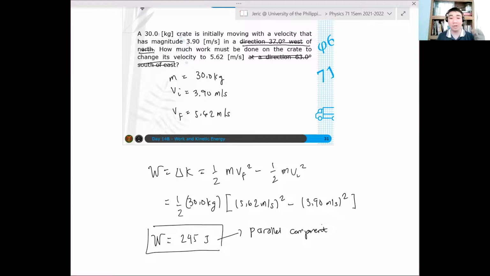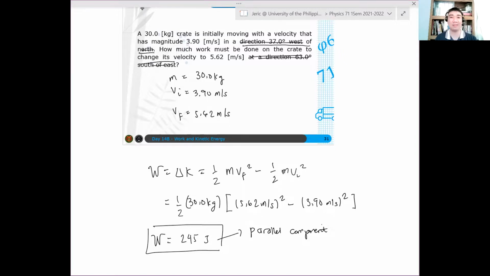In a similar way, if you interpret it in terms of energies and other dynamical quantities, you need a perpendicular component. Yun yung dahilan para magbago yung direction ng object. Okay? Malinaw ba tayo doon? Kaya nagbago yung direction. Hindi yan due to work. It's due to another quantity, which we will discuss next time.